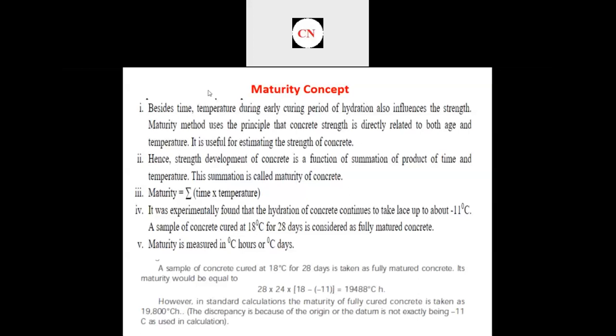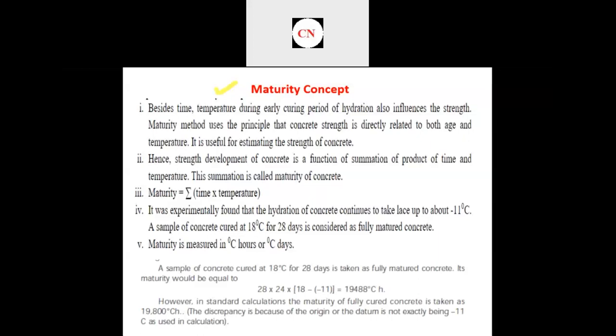Dear students, we'll continue our discussion on the hardened concrete. So next we will take the maturity concept into our discussion. In the previous session I had explained how the time or the period influences the strength of the concrete.